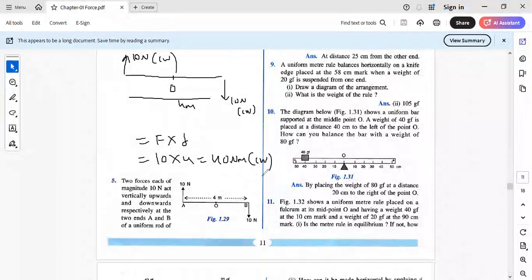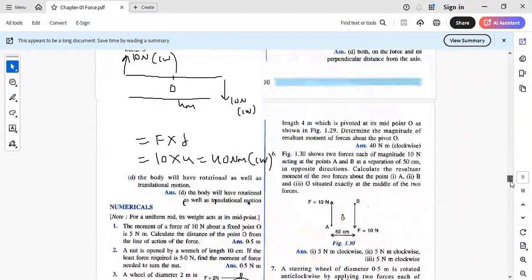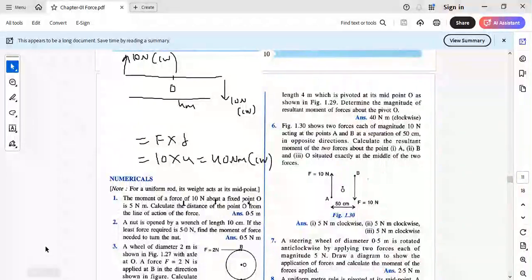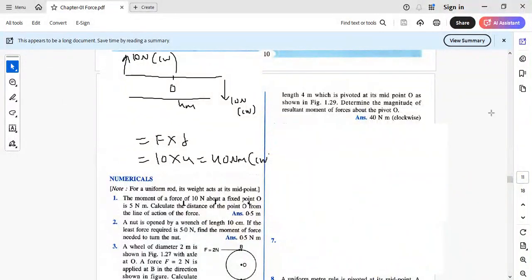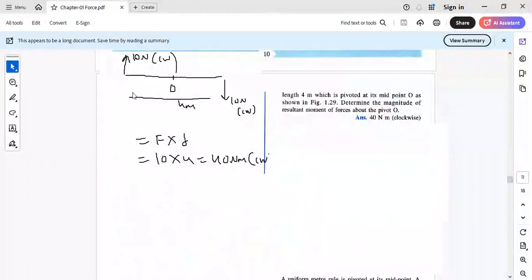So this is one way. The other way is to find the moment of force about AO and the moment of force about BO, and then add both of them. Let's check that also. Let's check what the question is asking us. So here it says length of 4 meters, which is pivoted at its midpoint, that we have already seen, how it is pivoted at the midpoint. So let's try and solve it that way also by using the moment of force formula.